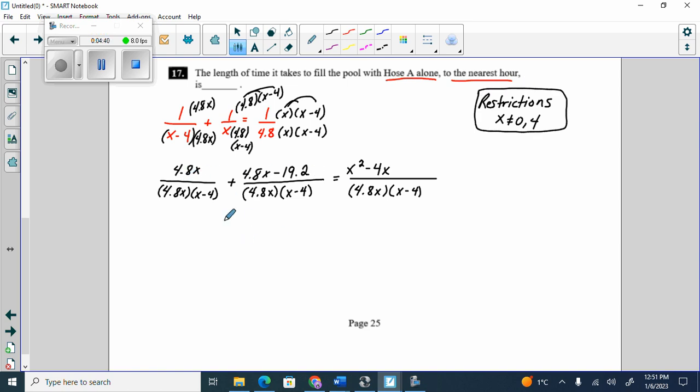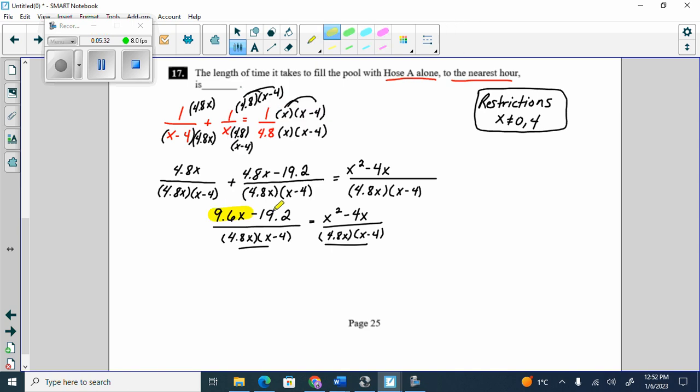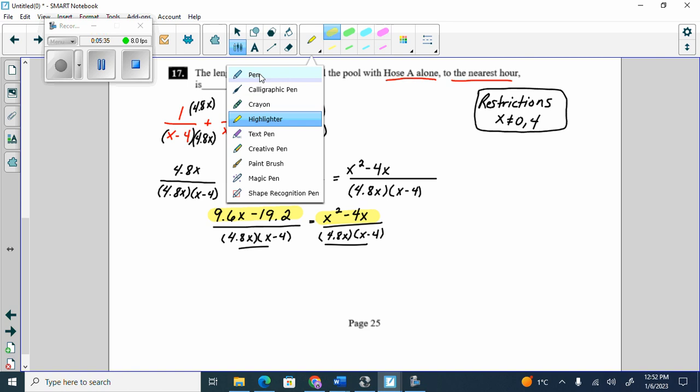Then I can put the numerators together on the side because I have a common denominator. So 4.8 plus 4.8. Oops, I just dropped the thing off my shuffle. So 4.8 times 2 is 9.6x, minus 19.2 all over 4.8 x minus 4 equals x squared minus 4x over 4.8 x minus 4. Now, if our denominators are equal, we can then say that our numerators are equal to each other, and we can get rid of our denominators because we've stated our restrictions.